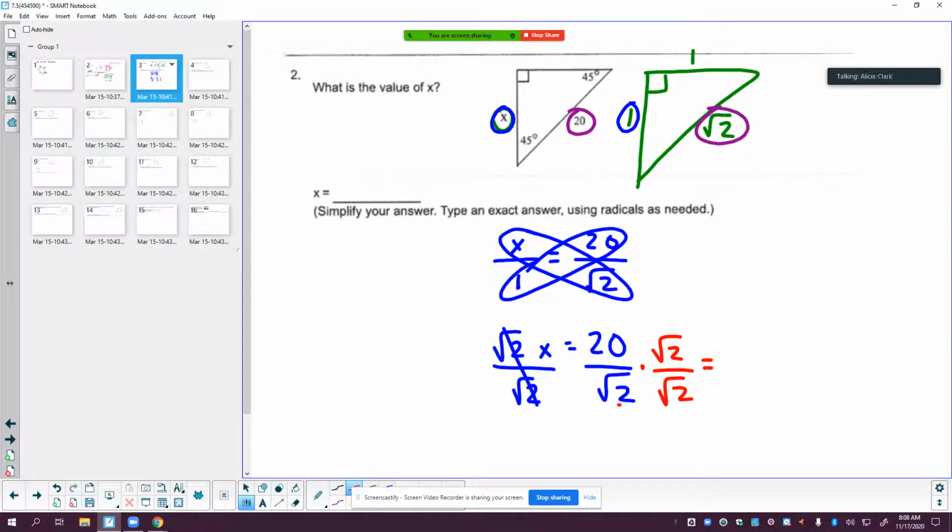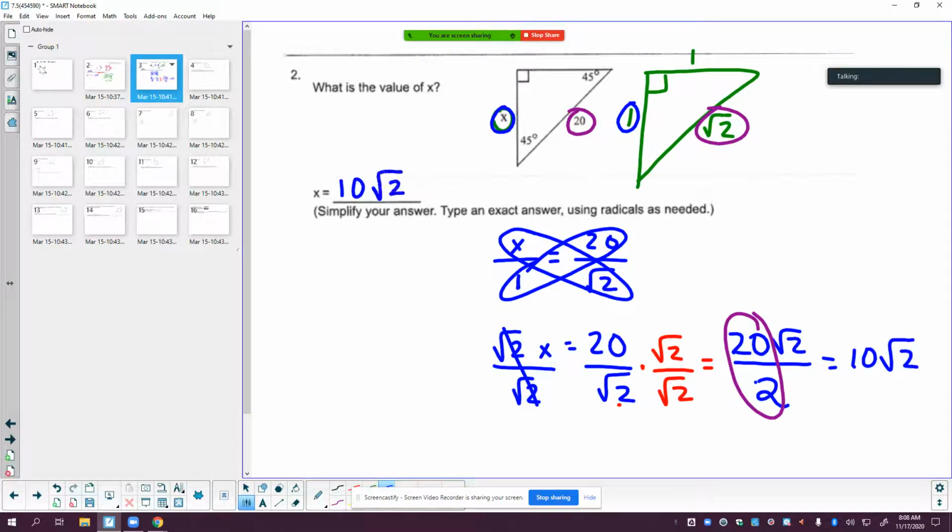When I do that and multiply straight across, that becomes 20 square root of 2. On the bottom, square root of 2 times square root of 2 is the square root of 4, which is just 2. At this point, you have to reduce this. 20 over 2 reduces to 10, so this becomes 10 square root of 2. Any questions so far? Okay.